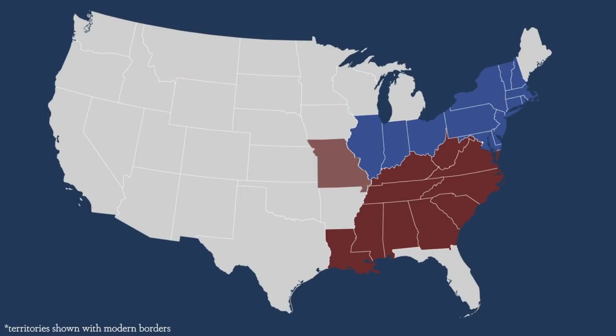Instead, Missouri was admitted as a slave state on the condition that the new state of Maine entered as a free state.